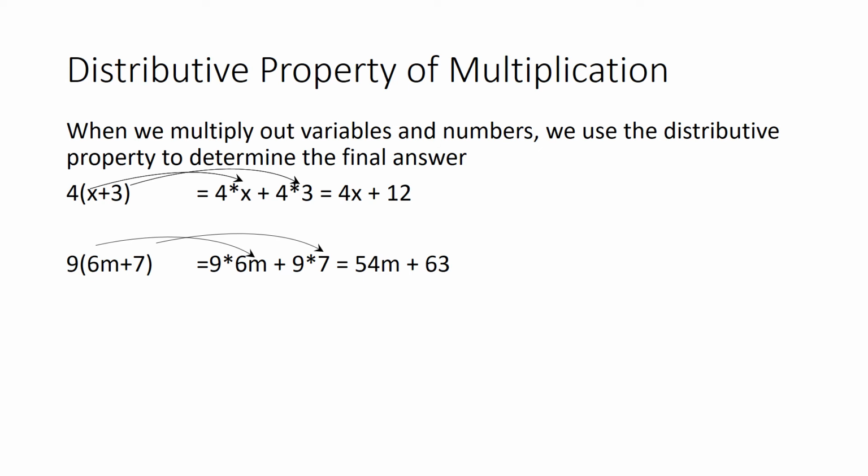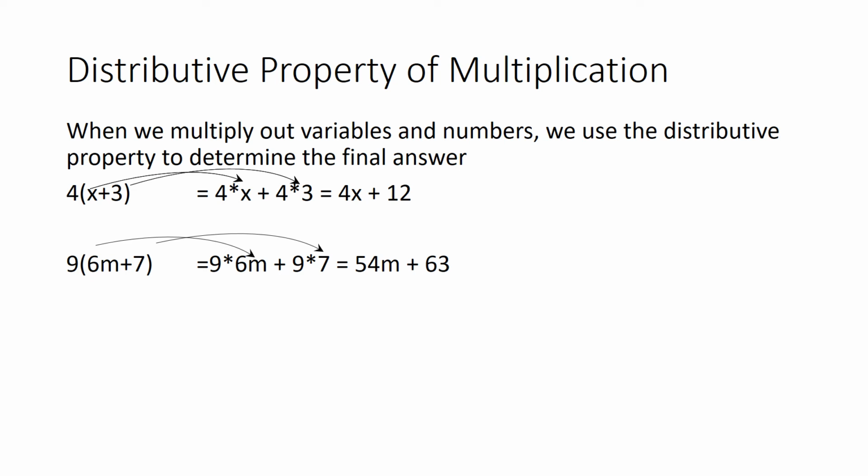The distributive property of multiplication allows us to multiply things out in simpler formats. If I have 4 times the factor x plus 3, remember that 4 is touching those parentheses, so that means I'm multiplying it out. And 4 times x plus 3 is 4 times x plus 4 times 3. I'm distributing. 4 times x is 4x, and 4 times 3 is 12. So 4 times x plus 3 is 4x plus 12.